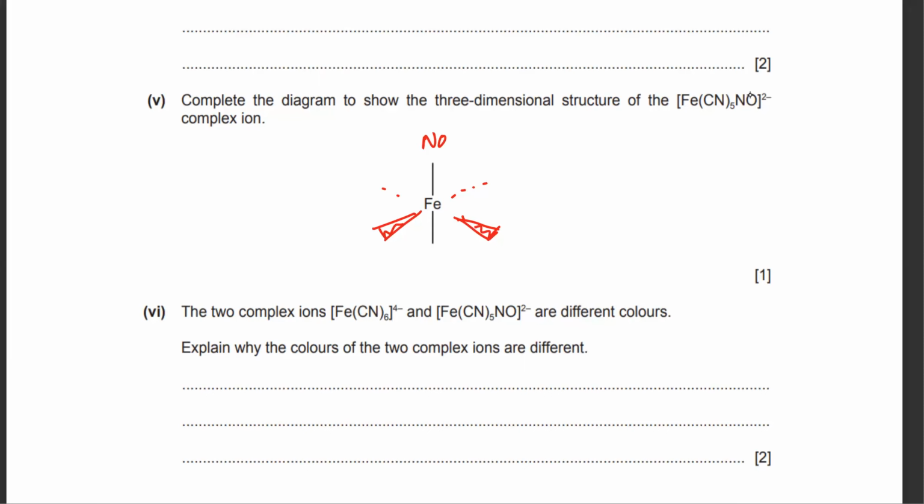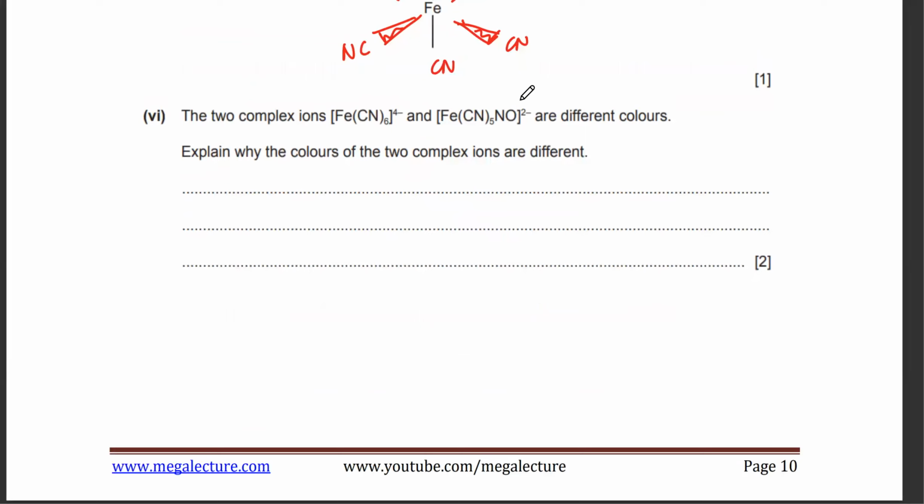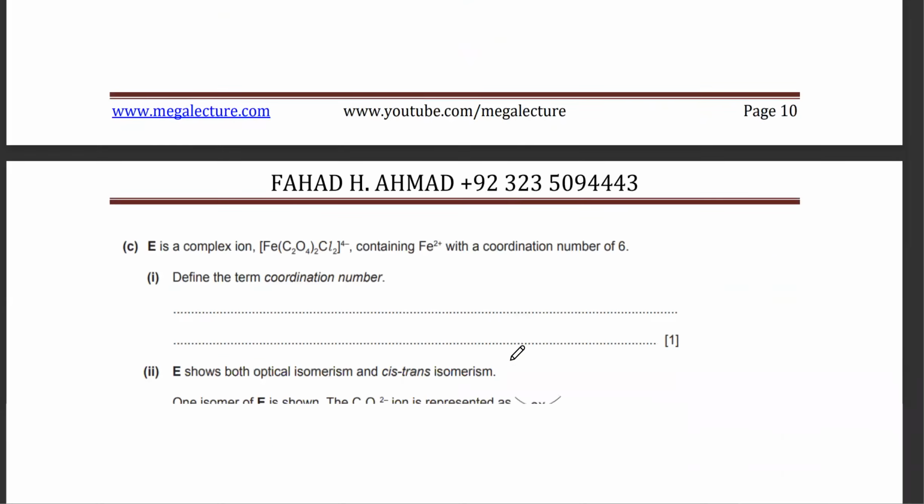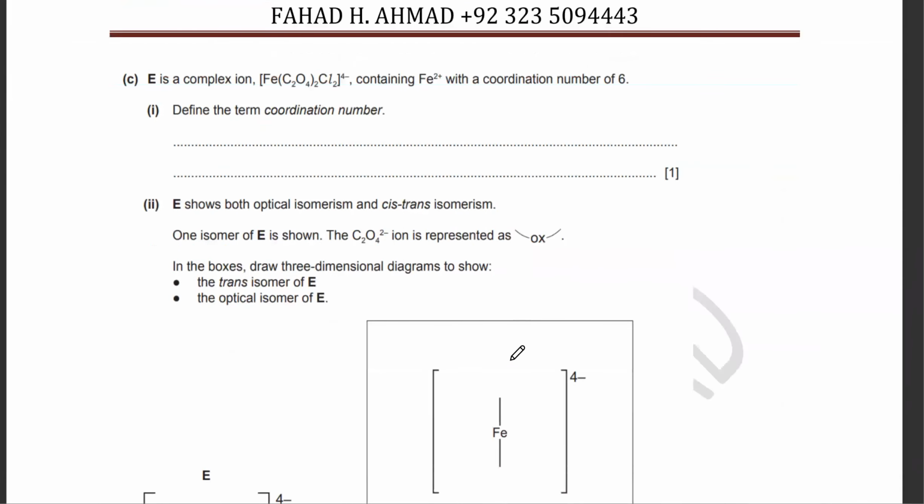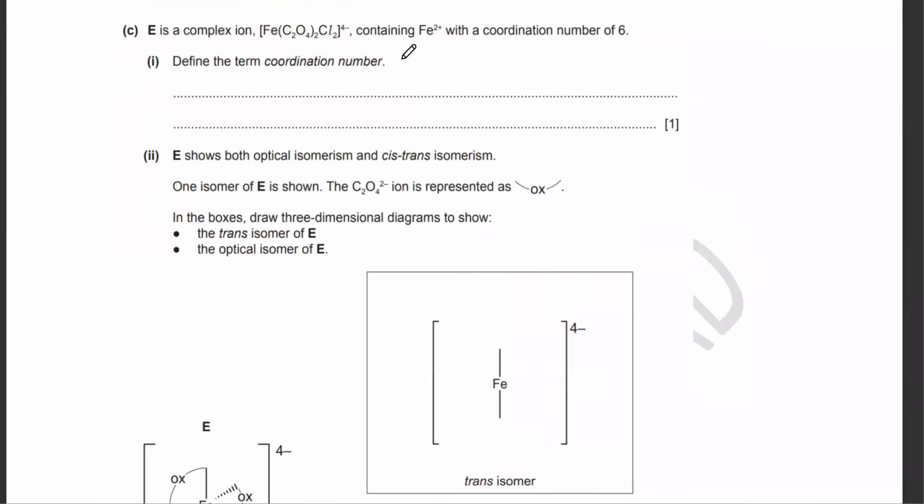So the rest would be CN, right? And then you have to explain why the color of the two complexes is different. Again, different ligands. So you write the whole story again, right? Define the term coordination number: the number of dative bonds, coordinate bonds, that are formed between a metal ion and a ligand.